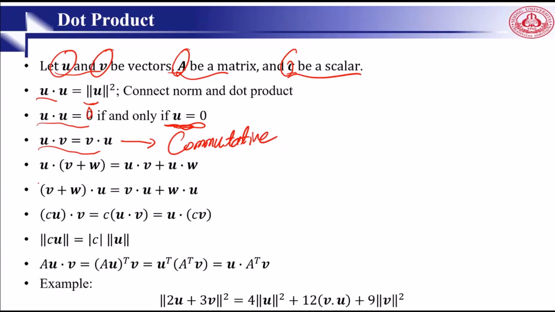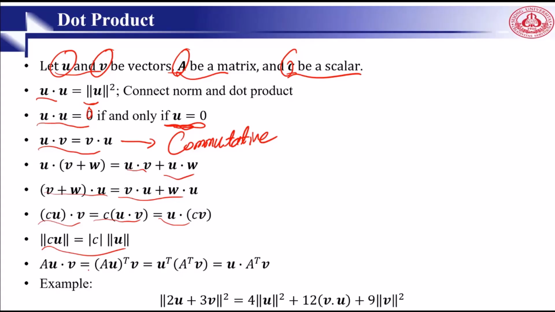Then we can go for the distributive property. In the distributive property, we can say u dot (v plus w) is the same as u dot v plus u dot w. We can say the dot product distributes over vector addition. In the case of scalar multiplication, the dot product interacts with scalar multiplication. So we can say (c u) dot v is equal to u dot (c v). Then we go for the norm of a scaled vector. The norm of a scaled vector is the absolute value of the scalar multiplied by the norm of the original vector that we have here.